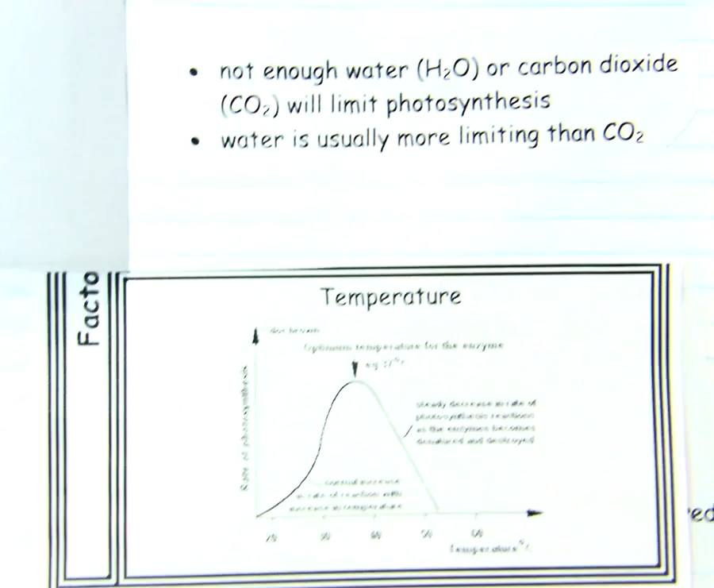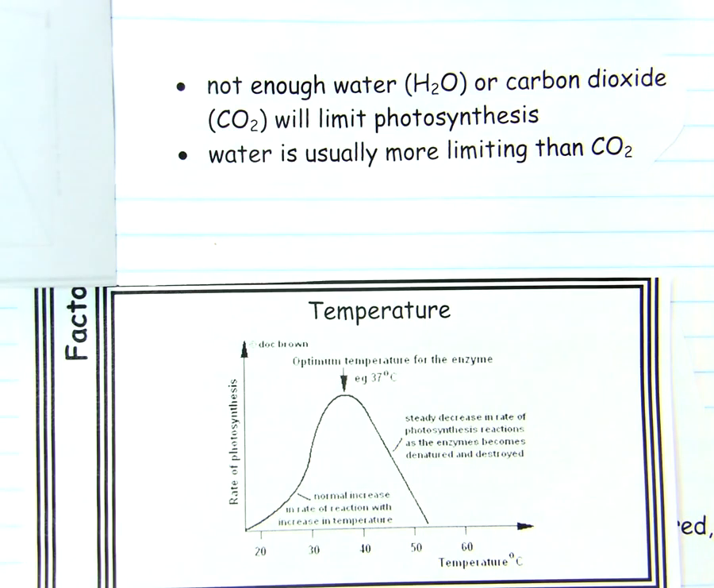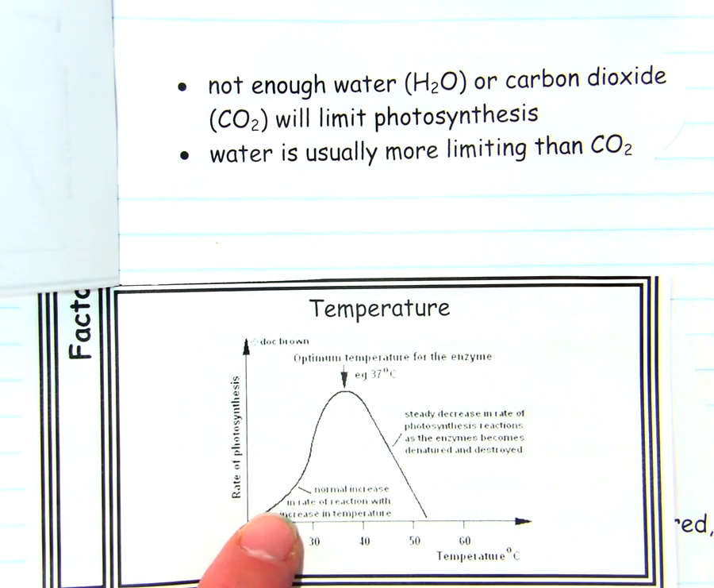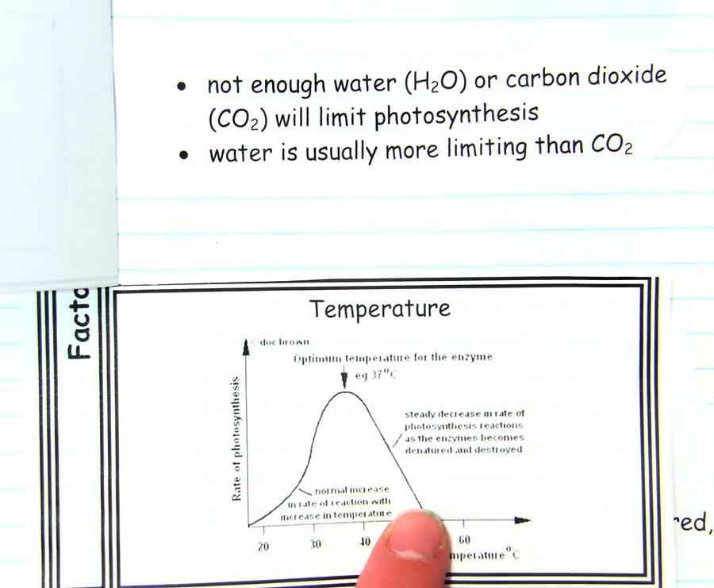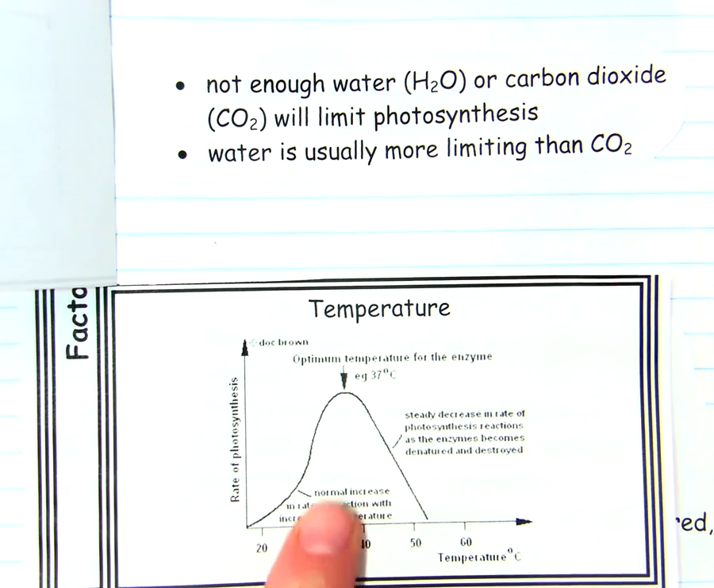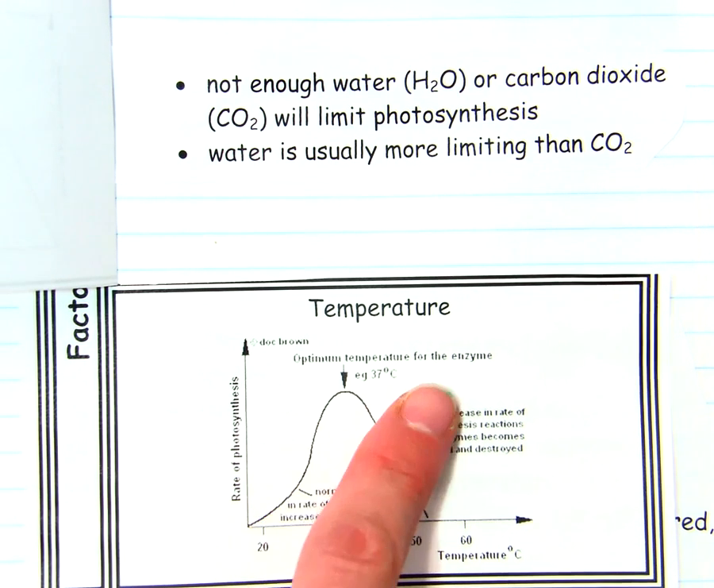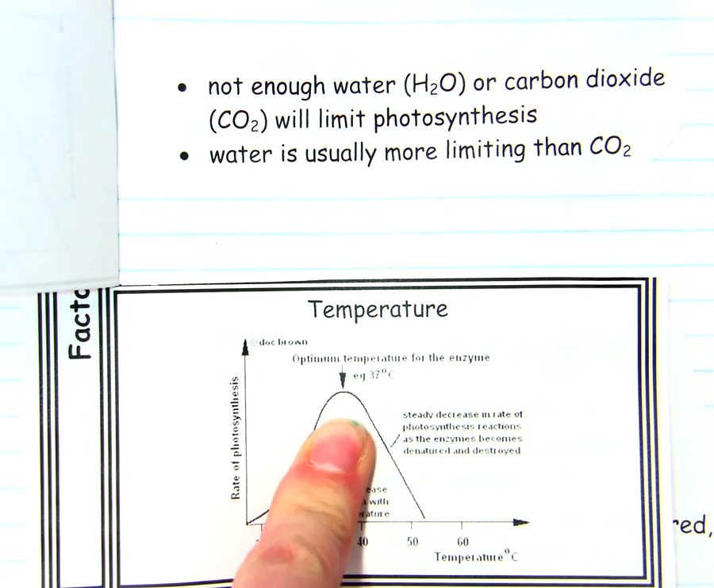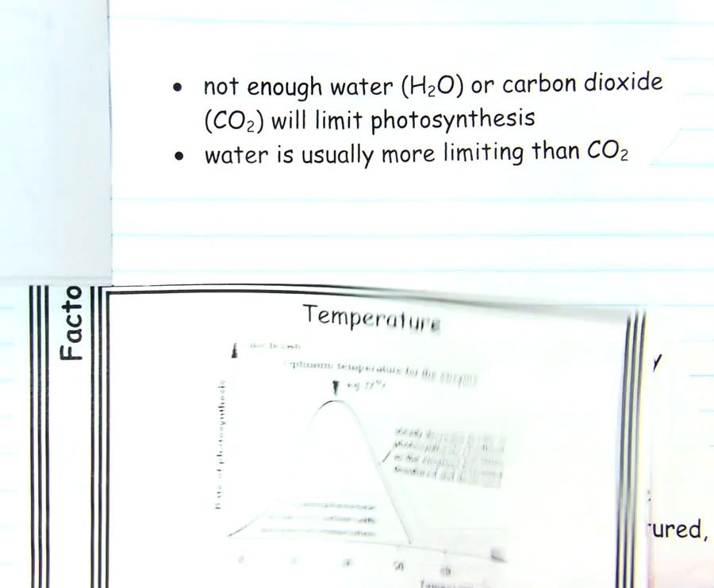Temperature, though, is a little bit different. Temperature is kind of like Goldilocks. Plants want it not too cold, or it's not going to work well, and not too hot. There's going to be an optimum temperature for the enzymes within our chloroplasts for photosynthesis to occur.